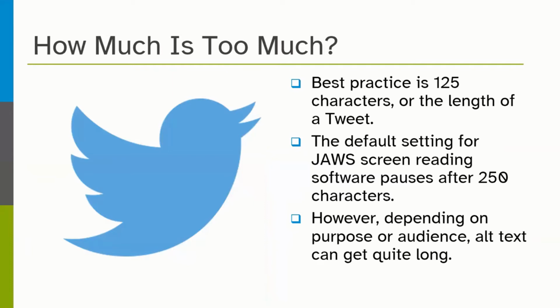So knowing where to start is half the battle. Knowing when to stop, I would say, is the other half. I usually tell people best practice is the length of a tweet. And I want you to keep in mind that JAWS and NVDA are the most popular screen reading softwares out there. And so often the default settings cut off reading the alt text out loud after a certain number of characters. So it is imperative to include the most important information first if you want to make sure that it is read aloud.